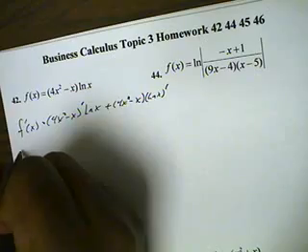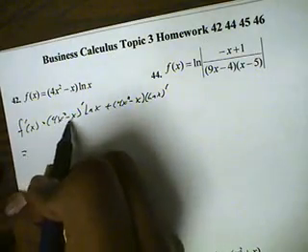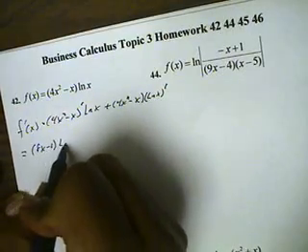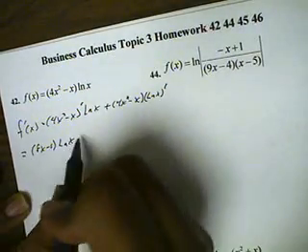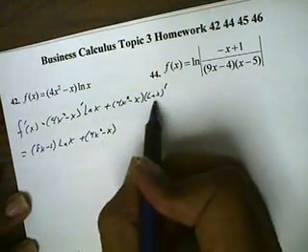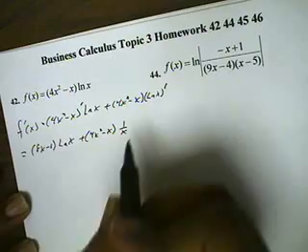Okay, now the derivative of 4x squared minus x will be 8x minus 1, and then that's times natural log of x, plus 4x squared minus x. The derivative of the natural log of x is 1 over x.